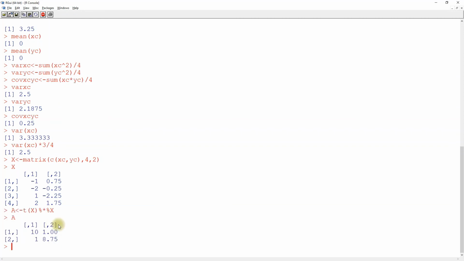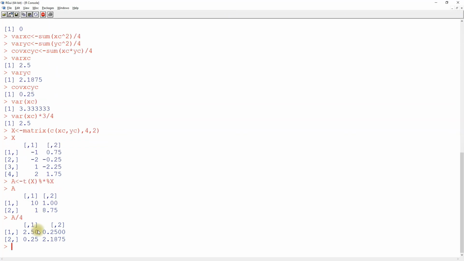In fact, the divide by 4 is irrelevant. You don't need to worry about dividing by 4. But just for your information, let me do, for example, A divided by 4, and let's have a look at what you get. You will see that you get the same thing, where now you will get the same variance and the same covariance. So we will see that you have 0.25 and 2.8175. The variance for the second variable and the variance for the first variable are on the diagonal, and the covariance is in the off diagonal, as you see here, 0.25.